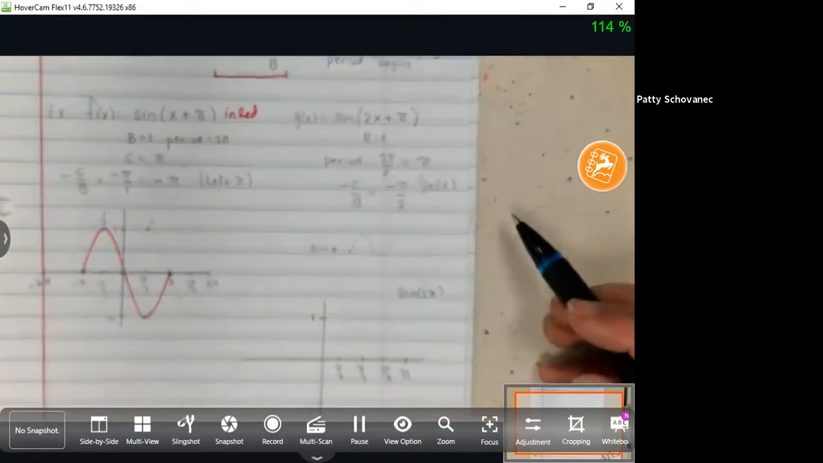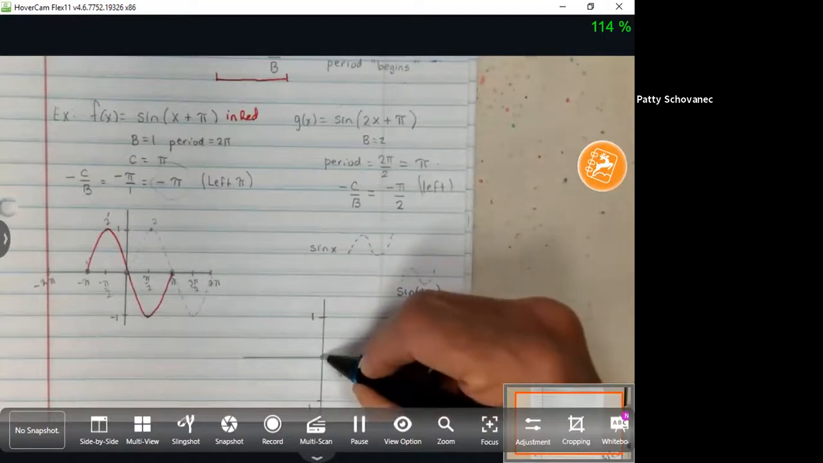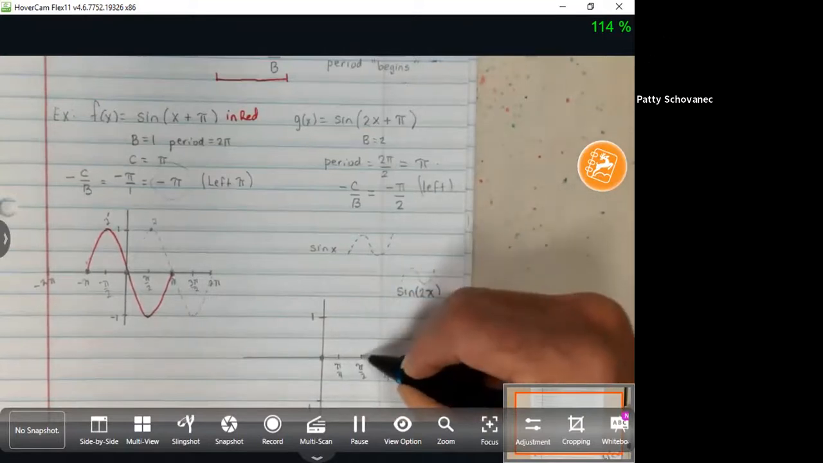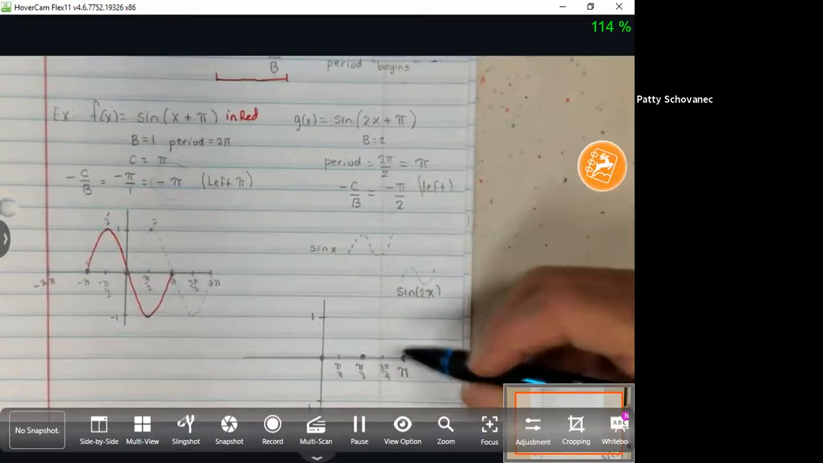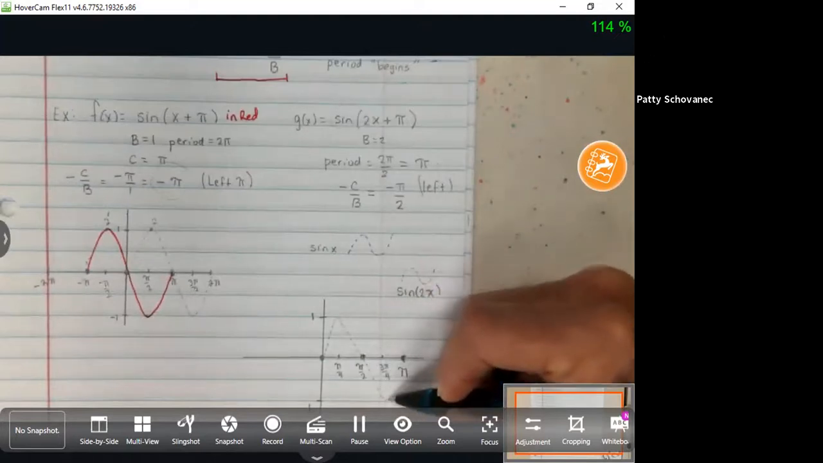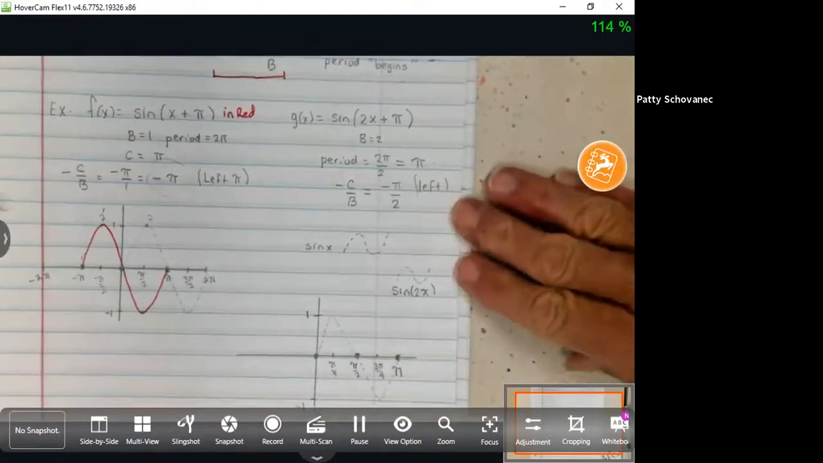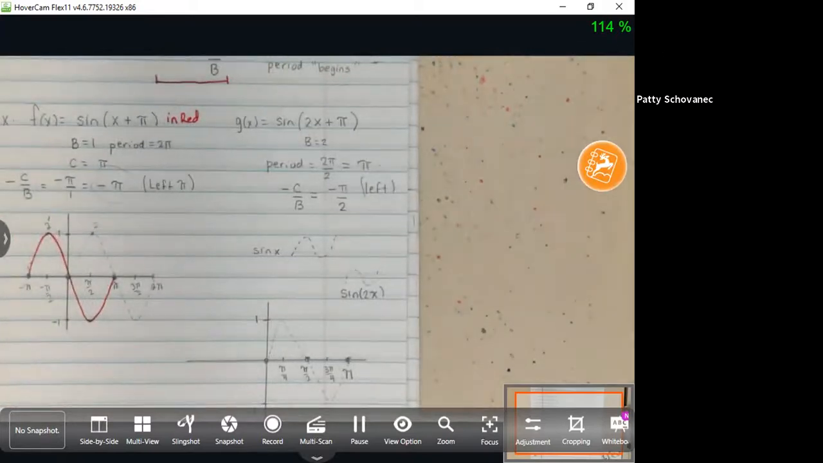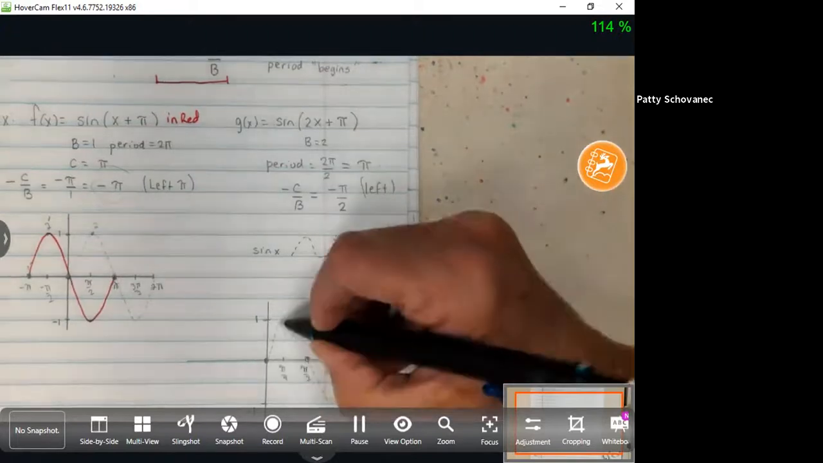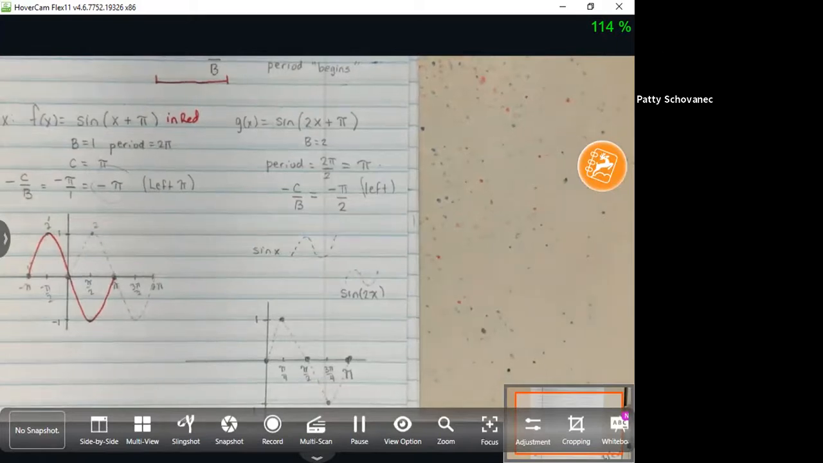Okay, so I'm going to draw the unshifted graph first. I'm going to draw one cycle of the sine of 2x. It's going to hit here at pi and smack dab in the middle and then do its up, down, up thing. So up, down, down, and back up. So at pi fourths, it hits 1, and at 3 pi fourths, it hits negative 1. Now we've got to take the main points of this graph and move them pi over 2 units to the left. So I'm going to move this point, this one, that one, and that one pi over 2 units to the left.